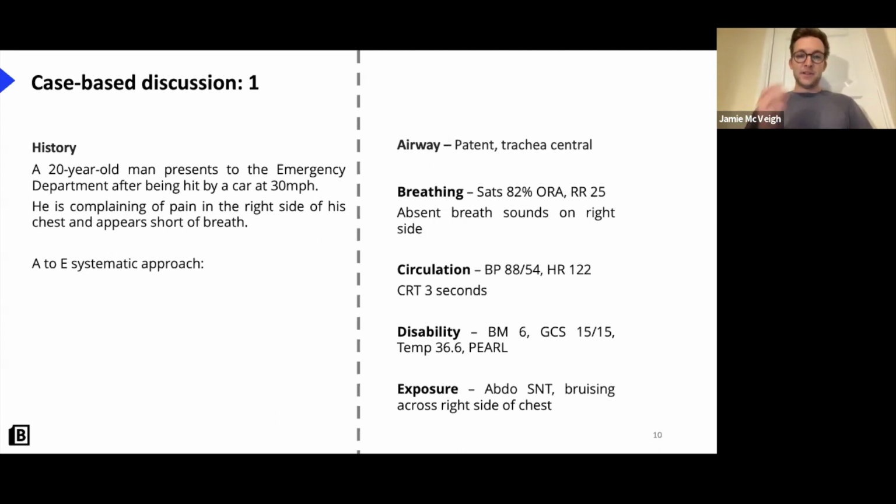The main difference is on percussion. If you percuss the lung at the back or at the front, it will be hyper resonant for a pneumothorax. So it will be very loud, high pitched, kind of like percussing a distended stomach that's full of air. Whereas a hemothorax will be very dull because you're just percussing liquid. There's no air in there, so there's nothing to resonate the noise. So I hope that's answered that question.